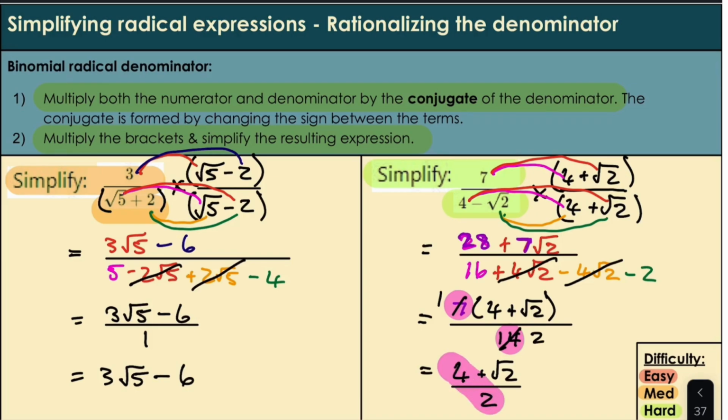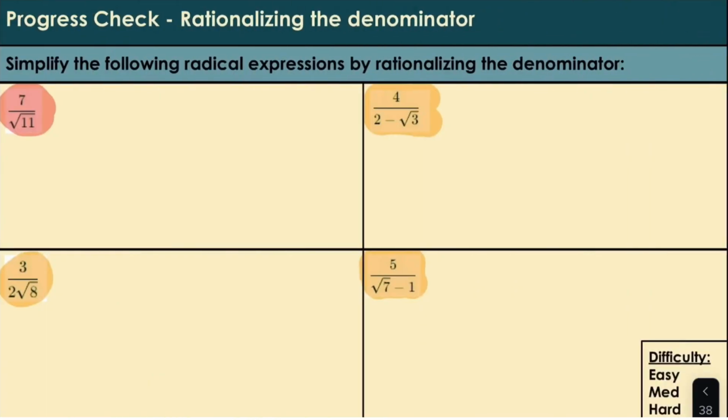This fraction and that fraction. So I will have 2 plus root 2 over 2. And there is my final answer. Progress check. Have a go yourselves, then check your answer with mine. First up, multiply by radical denominator. So, on the top we have 7 root 11, and on the bottom we have 11. And there's our final answer.